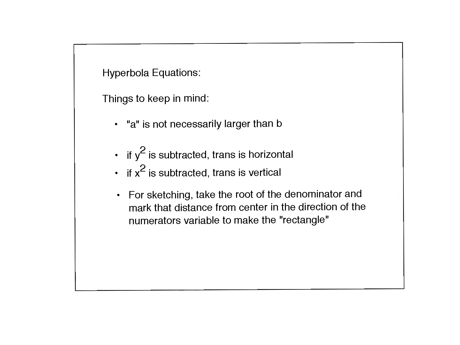For sketching, take the root of the denominator and mark that distance from center in the direction of the numerator's variable to make the rectangle. Okay, so you figure out your center, your h comma k. If x squared is coming first, right, you take the square root of what's underneath the x squared term, and you move left or right that many units. Then you look at your second term. If the second term happens to be y squared, you take the square root of that and move up or down that many units, and that makes your rectangle. Okay.